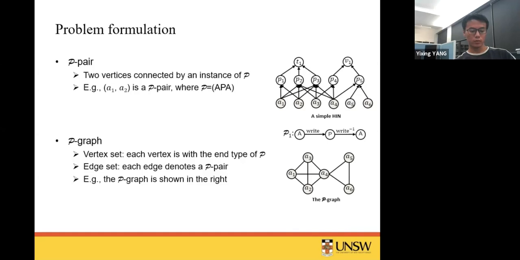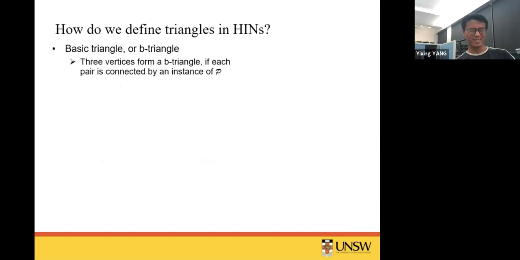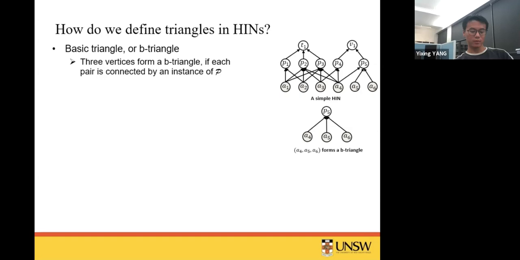After introducing the basic concepts, let's see how we define triangles in HINs. The first type of triangle is called basic triangle or B triangle. Given a metapath P, three vertices can form a B triangle if each pair among them is connected by an instance of P. Let's see this example. In this example, we can see that A4, A5, and A6 can form a B triangle regarding metapath APA.